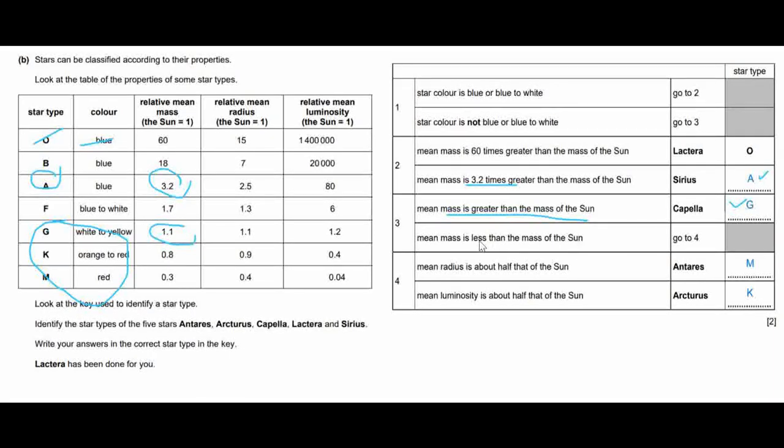Next, mean mass is less than the mass of the sun. We go to 4. So there are 2 options, K and M. 4 says mean radius is about half of the sun. Mean radius, let's see radius. Half of the sun is 0.4. So M belongs to Antares. And then mean luminosity is about half of the sun. Half of this one. So we have a K in here. So that's how we got all the answers.